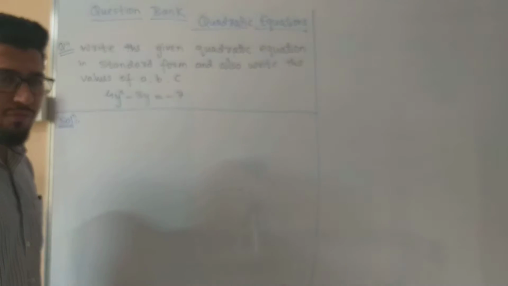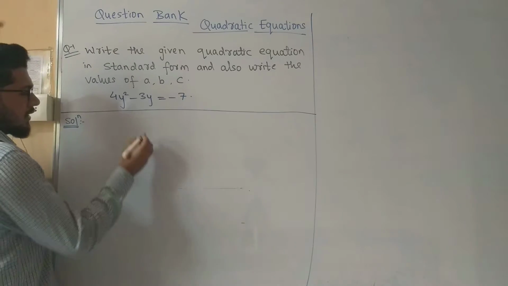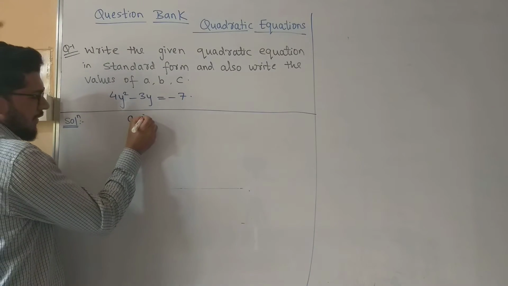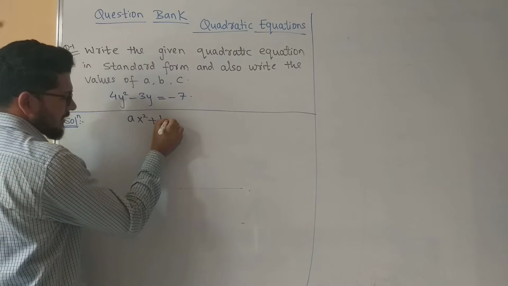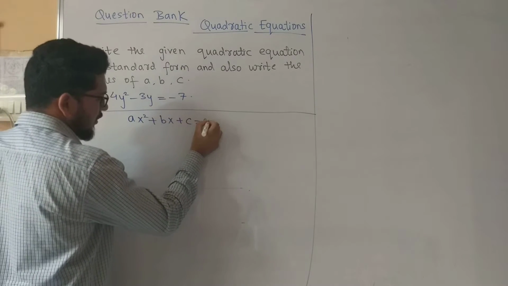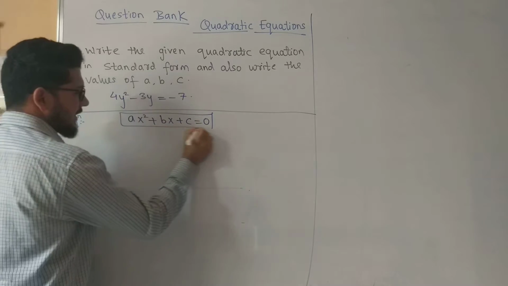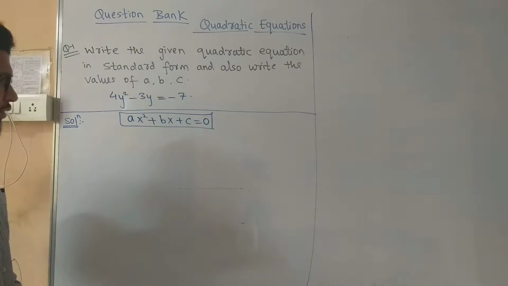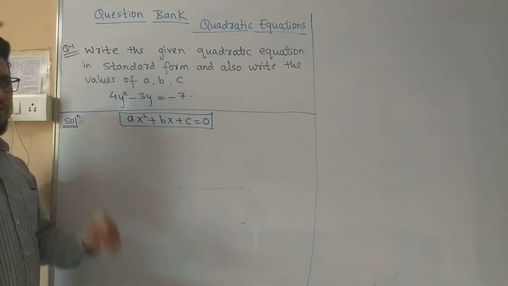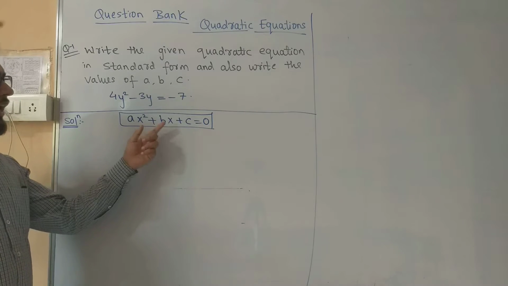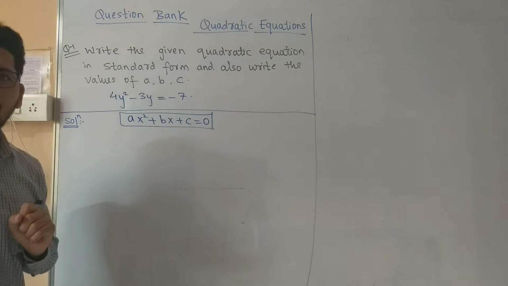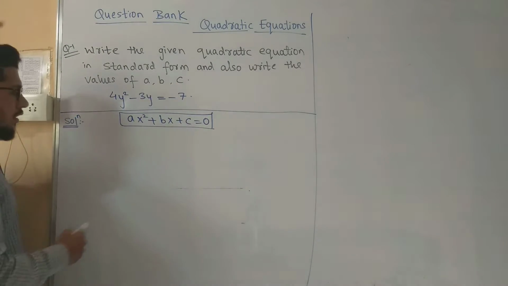What is the standard form? Standard form is the form ax square plus bx plus c equal to 0. This form is called the standard form of the equation. We have to convert the above equation into standard form, and after that write the values of a, b and c. So how will we convert?